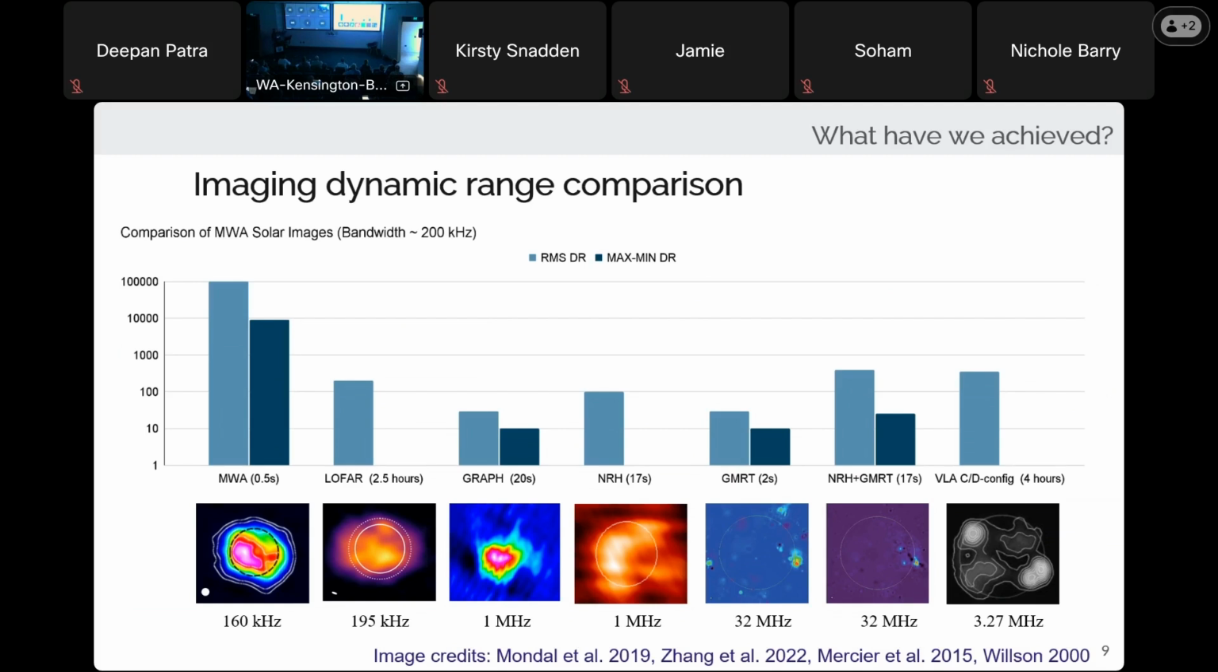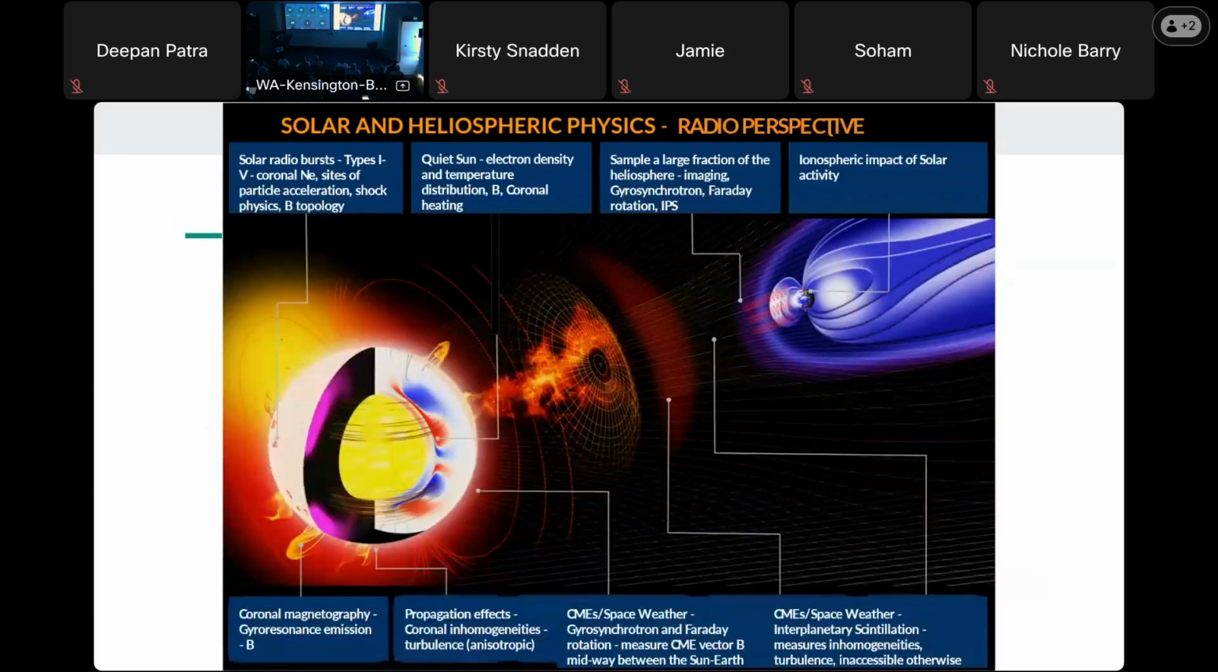Now it's easy to imagine that if this is the sort of imaging which we can deliver, you're naturally going to open up a lot of phase space which has previously been unexplored. Simply not possible to get into because you never had the dynamic range to see it. And yeah, okay, I should have updated that number to 45 now.